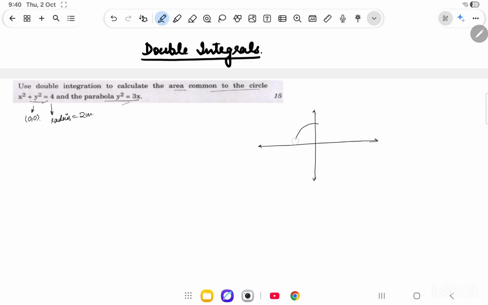So the circle will be somewhat like this, and this point is 2, 0 and here it is minus 2, 0. And the parabola is y square equals 3x. Its vertex is also 0, 0, so it will be somewhat like this. We are supposed to evaluate the common area of the circle and the parabola, so I'll shade the area that is common between them. We are supposed to find the area of this shaded region.